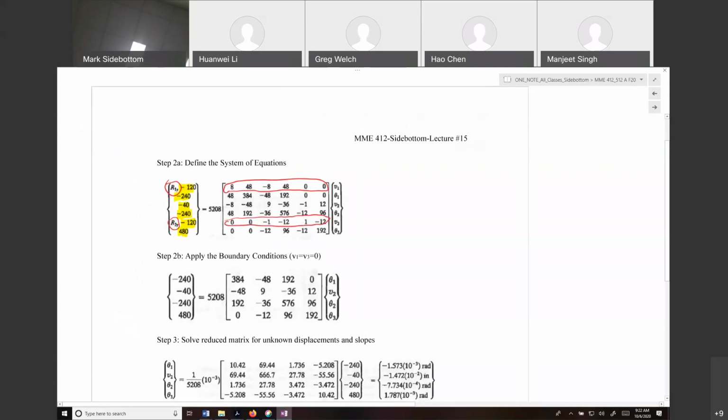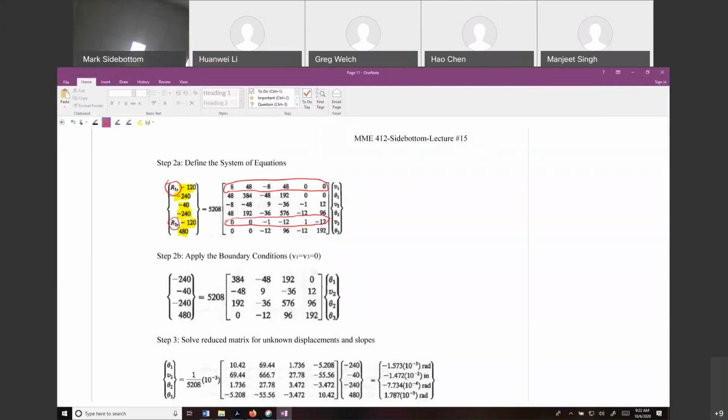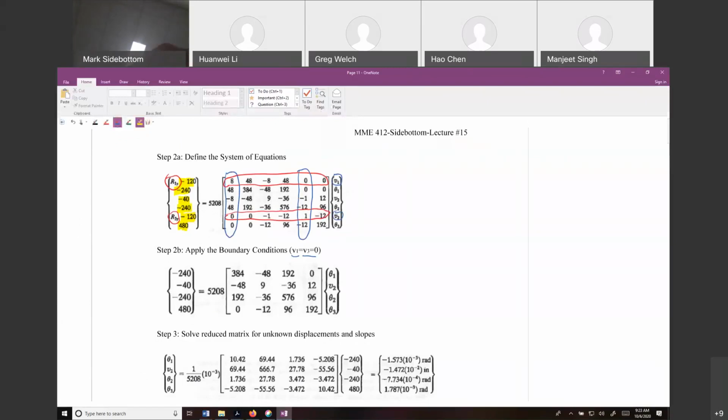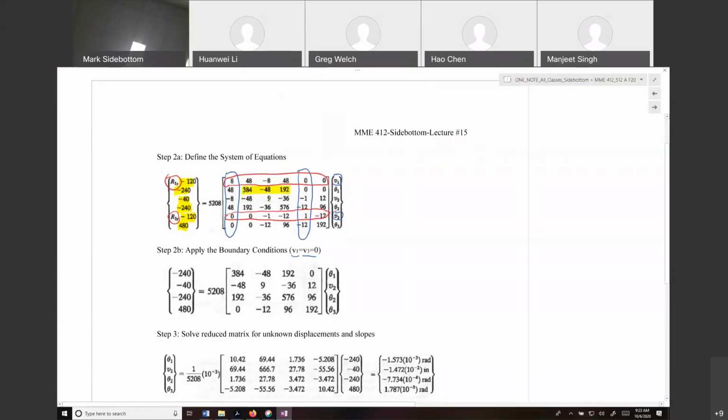Okay. We're also going to apply our boundary conditions of our problem, which is V1 and V3 are equal to 0. So since V1 would correspond with the first column, and V3 would correspond with the fifth column, what remains here is these terms, which will give us a 4x4 matrix, which is our reduced matrix here.